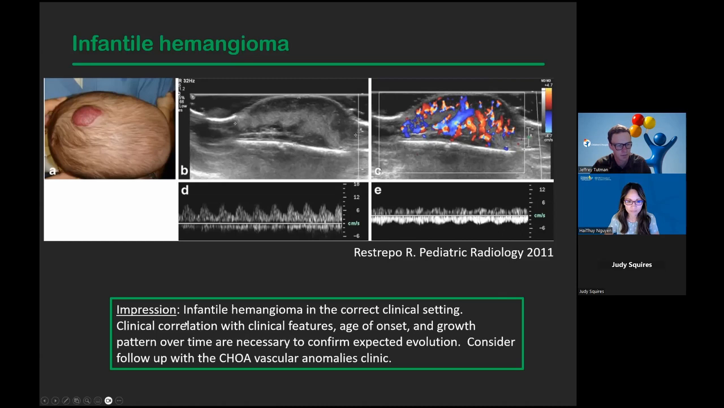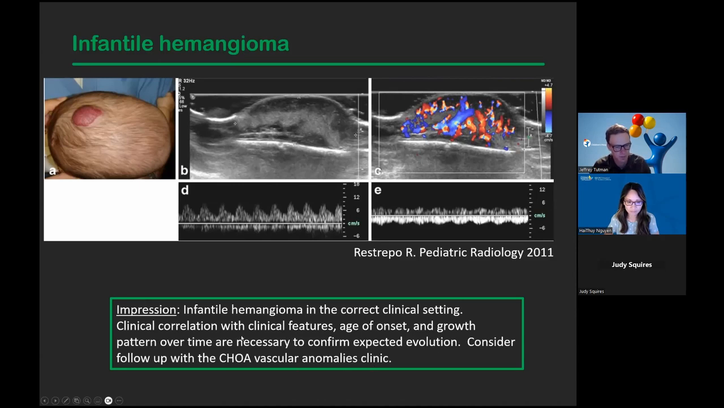And like I said, we are seeing this at one moment in time, and ideally we will get the whole history, but that's ideal and not always reality. So this is my standard dictation. I will say infantile hemangioma in the correct clinical setting, with clinical correlation with clinical features, meaning it's soft, the age of onset, the growth pattern over time, are necessary to confirm expected evolution and to consider follow-up with, say, the Vascular Anomalies clinic.